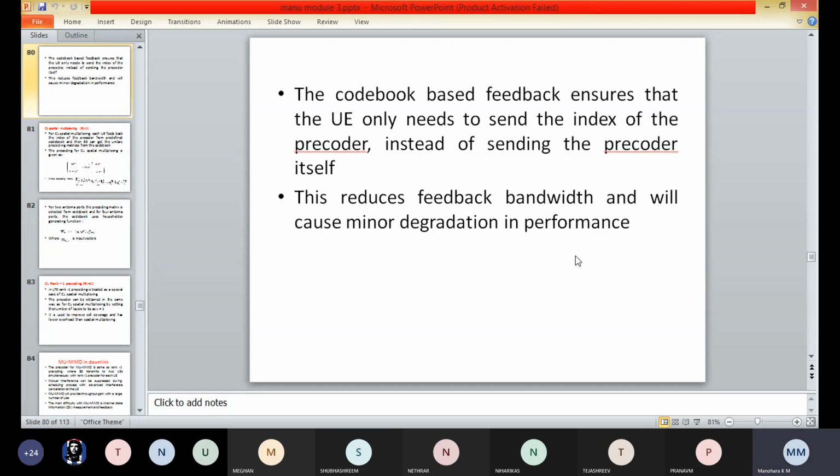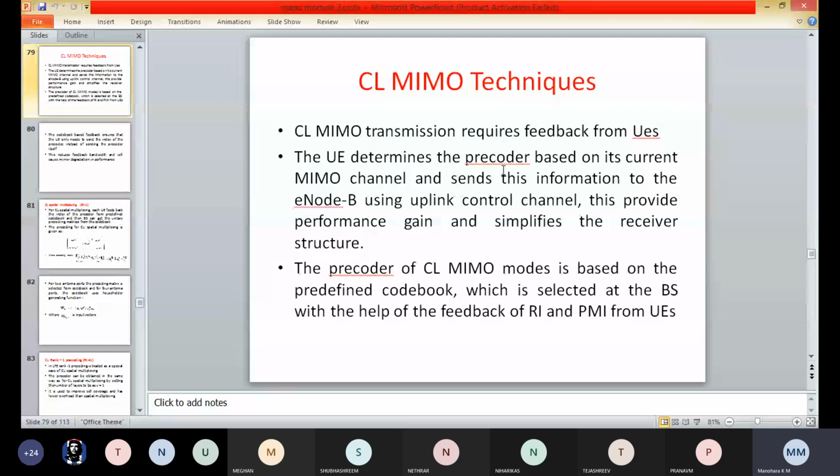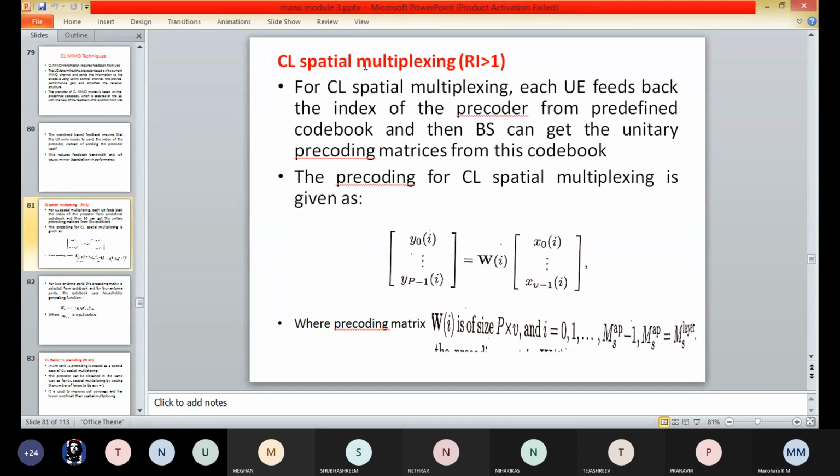So in the MIMO techniques we have two conditions: spatial multiplexing, where rank indicator is greater than 1, and closed loop rank 1 precoding, that is RI is equal to 1. First we will study the closed loop spatial multiplexing.